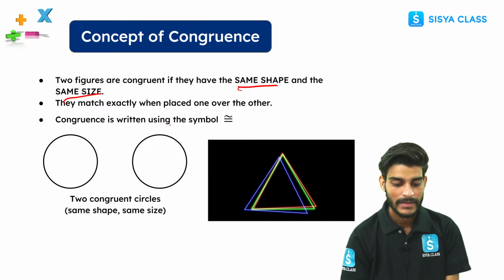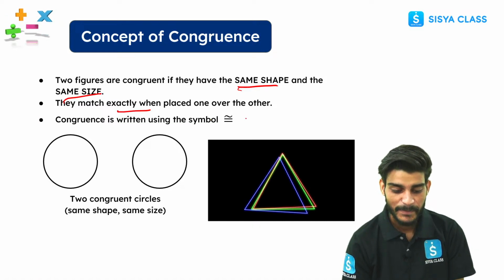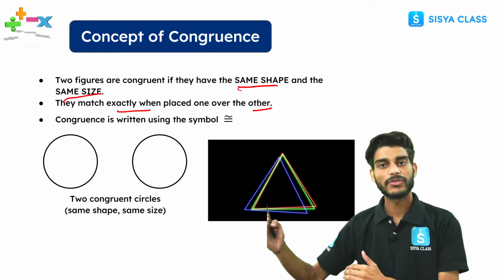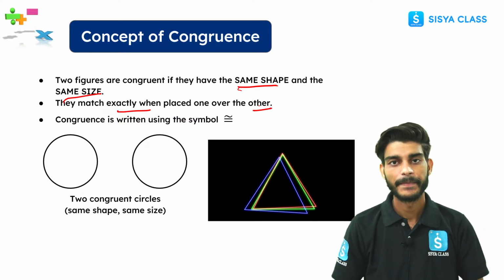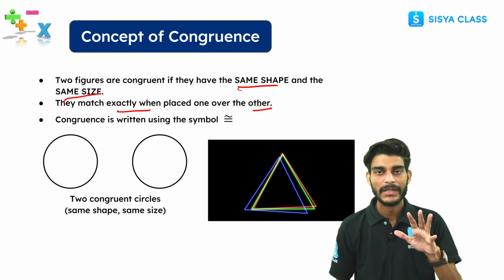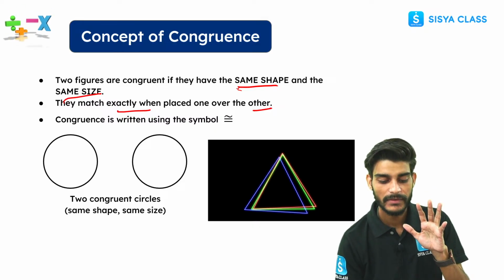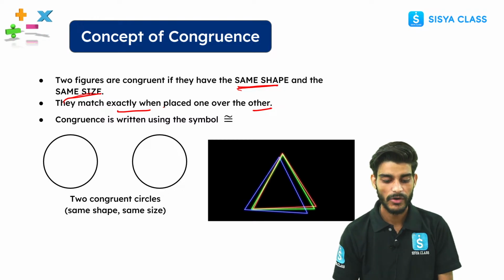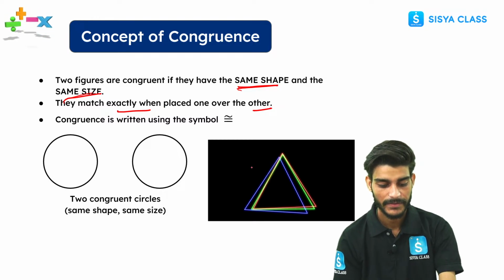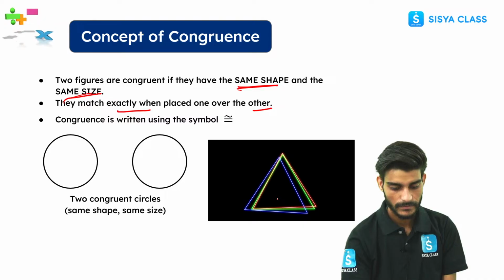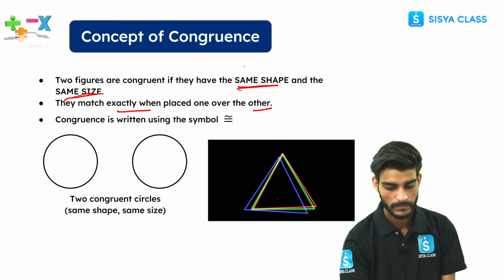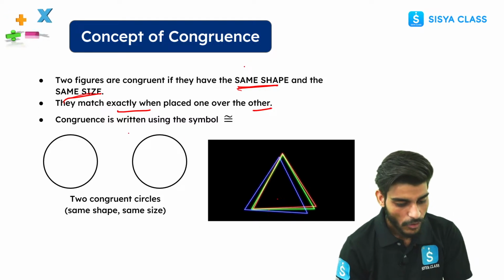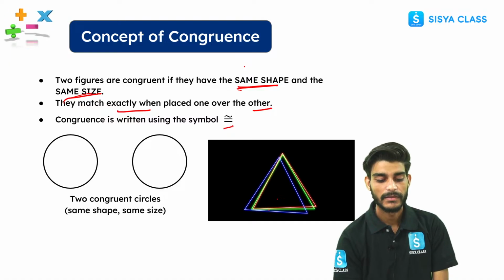Clear? It means they match exactly when placed one over the other. Basically it is talking about overlapping, right? Overlapping is only possible when they have the same shape, obviously, and the same size. Otherwise it will not overlap, right? Clear? Now congruence is written using this symbol.